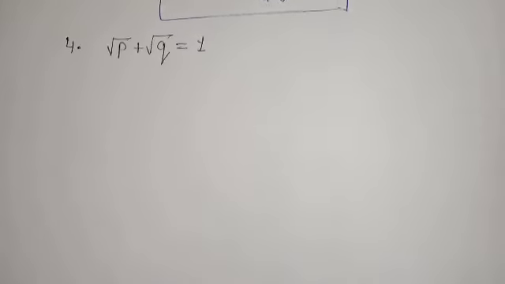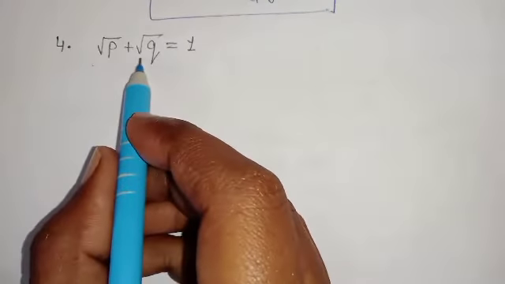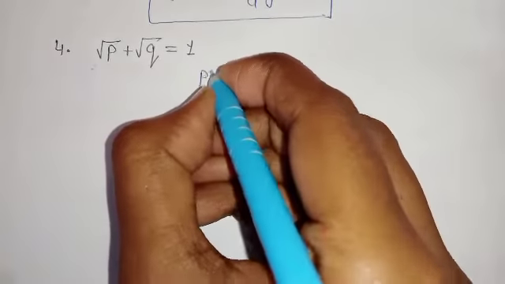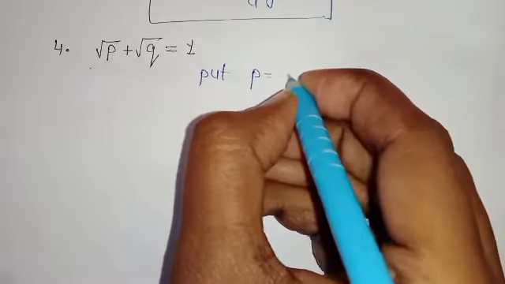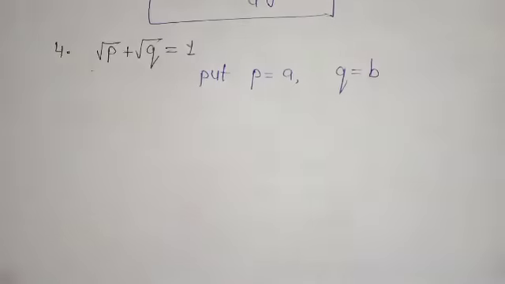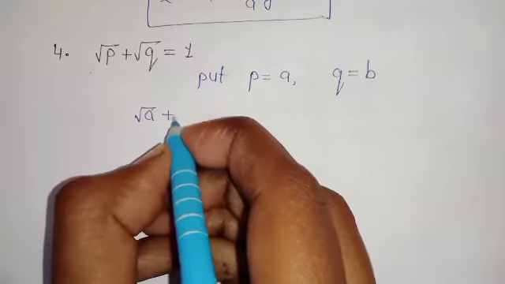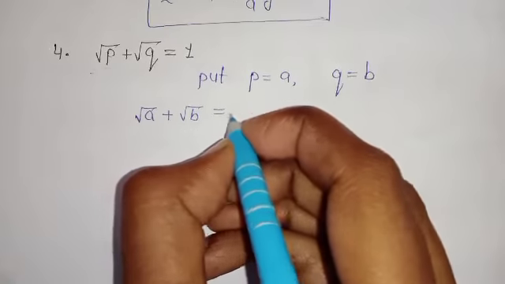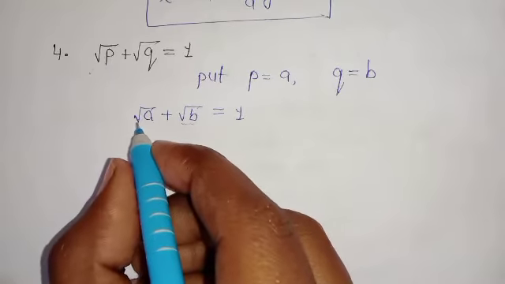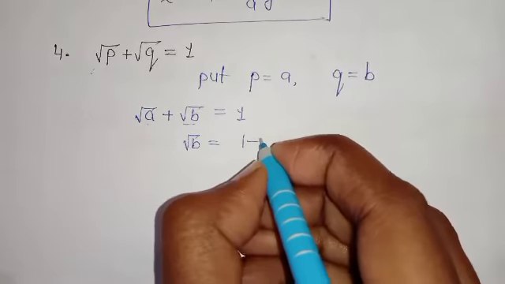So this is the last example of today's lecture. Now you can see this is again a function of P and Q. So we can solve it by the first standard form. So firstly what we do, we put P is equal to A and Q is equal to B. So if we put, then this becomes root A plus root B is equal to 1. Now we have to find the value of B as a function of constant A. So we can write it as root B is equal to 1 minus root A.